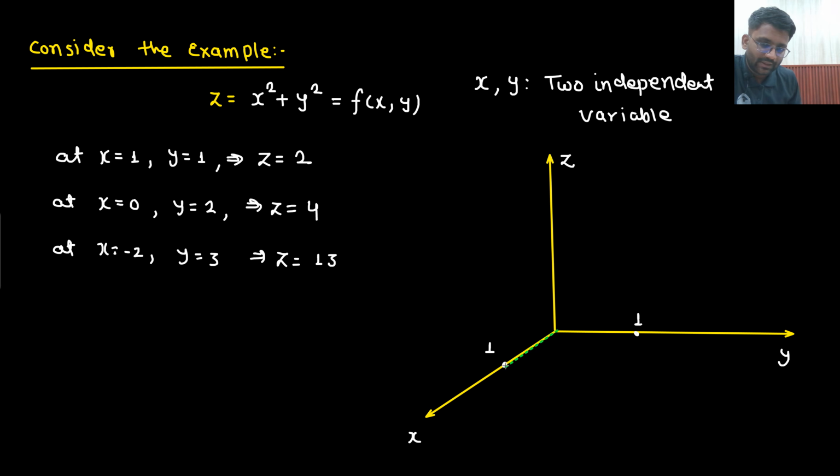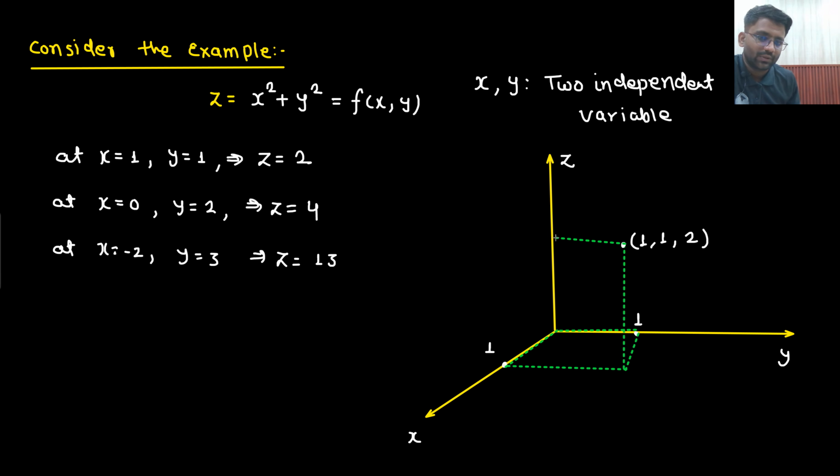At this point x is 1, then y is also 1. When x and y both are 1, then the value of z came out to be 2. So this is the point (1, 1, 2). Are you able to understand this point? Value of x is 1, value of y is also 1. So when x is 1 and y is 1, the value of z came out to be 2.